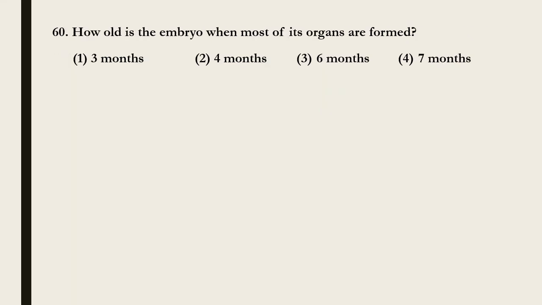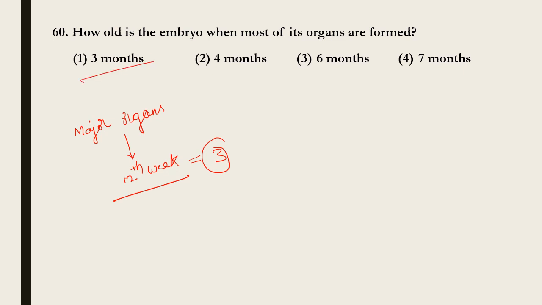Question number 60. How old is the embryo when most of its organs are formed? The question is clear: when most of the organs are formed in the embryo, what is its age? The major organs in the embryo are formed by the 12th week of pregnancy. All the major organs are formed. The 12th week is nothing but the 3rd month. So the correct answer is option 1.